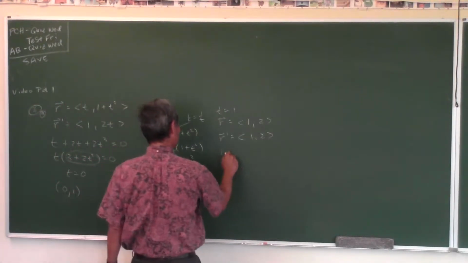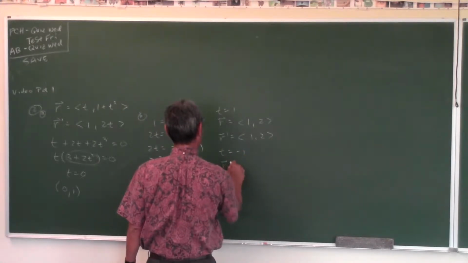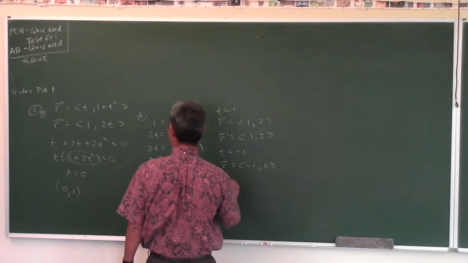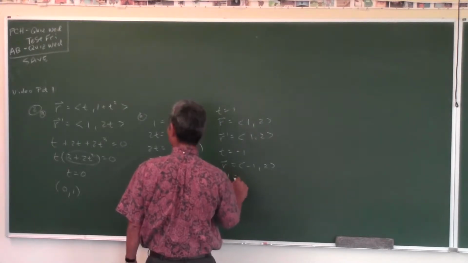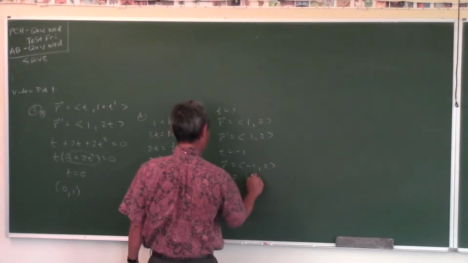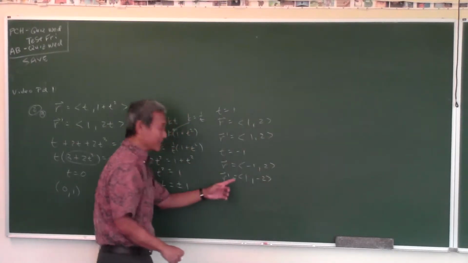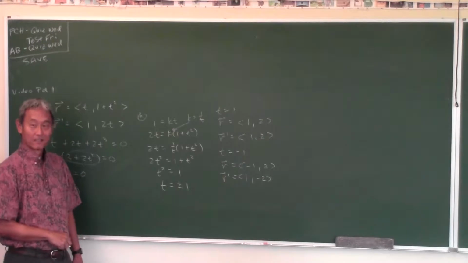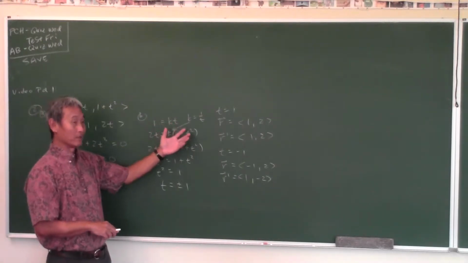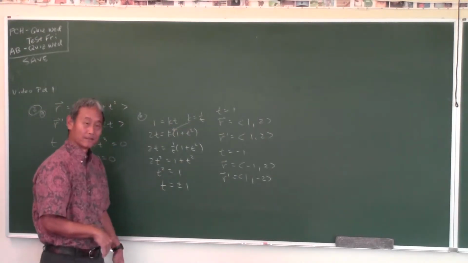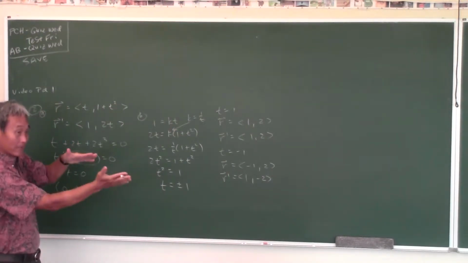But what about when t is negative 1? What is the position vector going to be? Negative 1, 2. And what is the velocity vector going to be if you plug in negative 1? 1, negative 2. They're pointing opposite directions. So when t is 1, they point the same way, but when t is negative 1, they point oppositely. But they're still parallel, right?